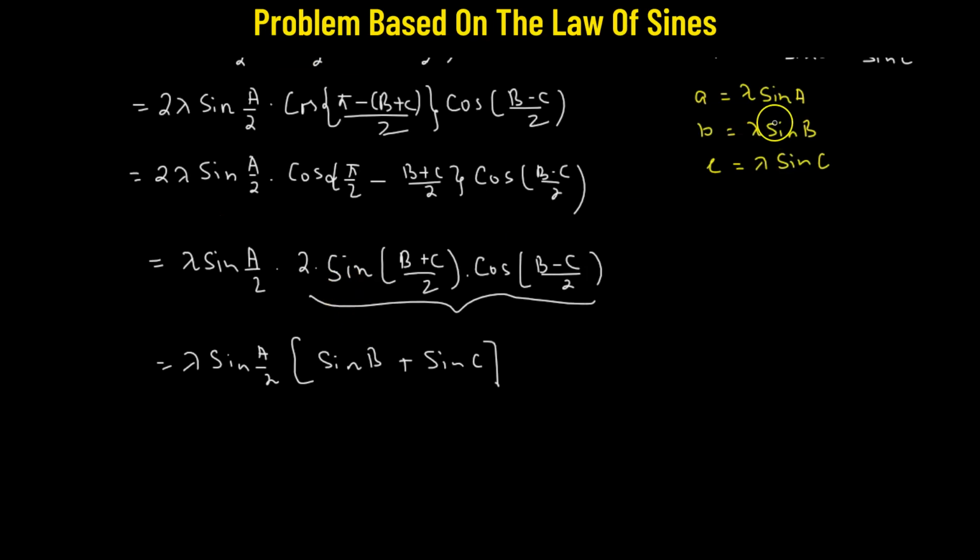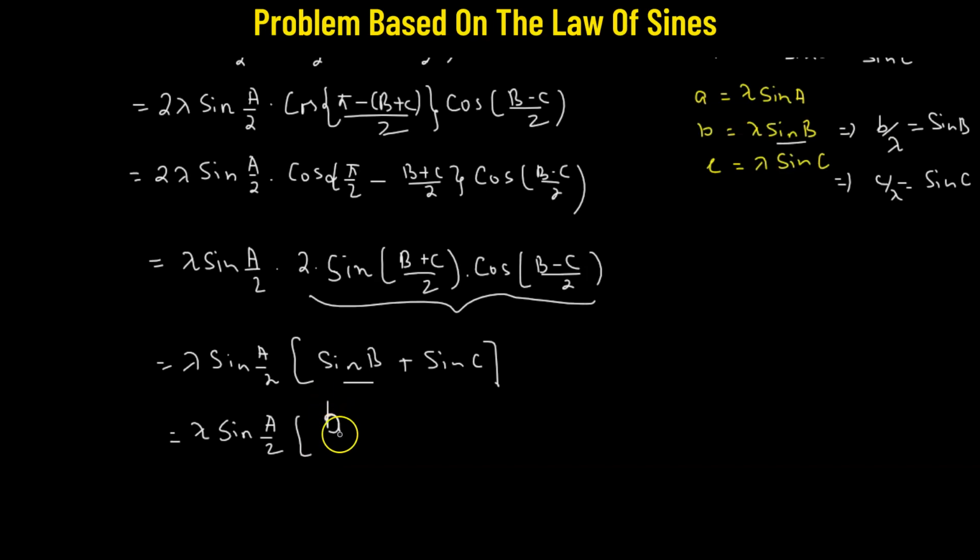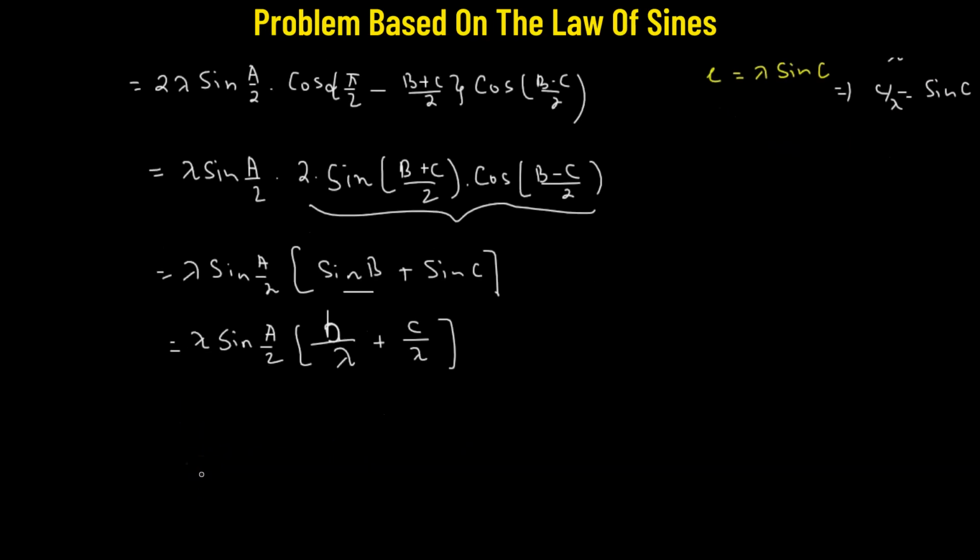Now what we can do is replace the values. In place of sine B, we can have b over lambda, and in place of sine C, we can have c over lambda. So b over lambda is sine B and c over lambda is sine C, which gives us lambda multiplied by sine A over 2 multiplied by (b over lambda plus c over lambda). We can factor out 1 over lambda and cancel it with the lambda outside. So we'll finally get (b plus c) multiplied by sine A over 2.